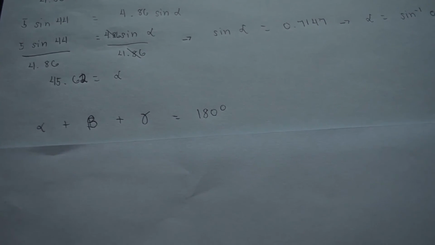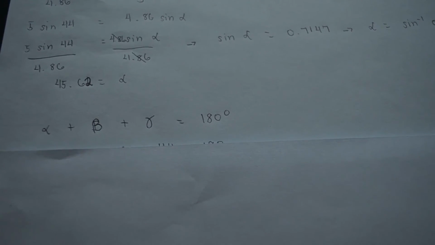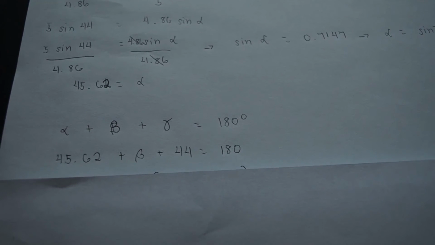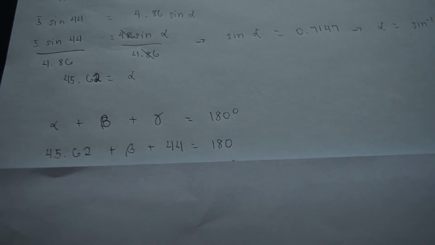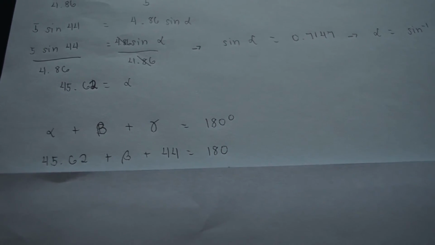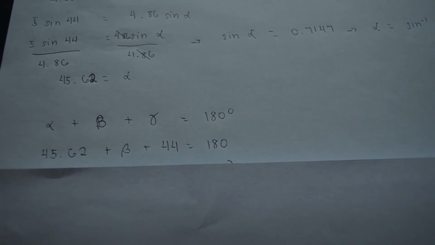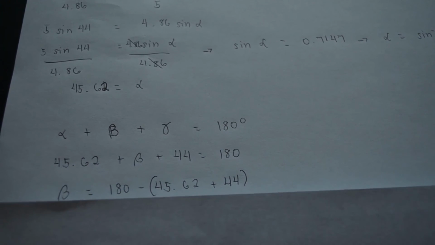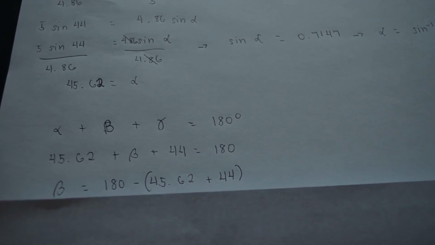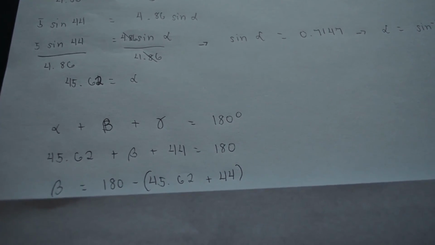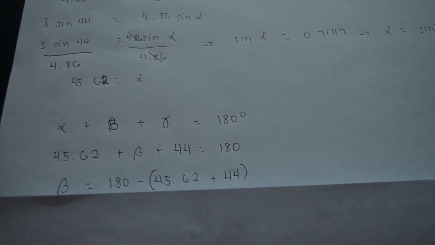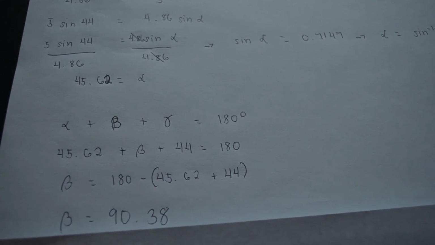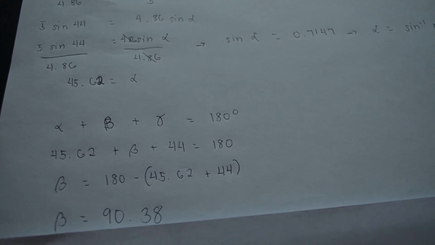Alpha plus beta plus gamma equals 180 degrees. Alpha is 45.62 plus beta is missing plus gamma is 44 equals 180. So beta equals 180 minus 45.62 plus 44. The answer would be beta is 90.38 degrees.